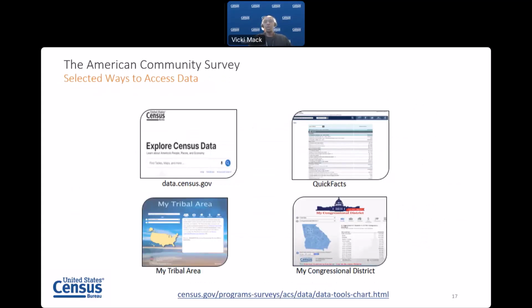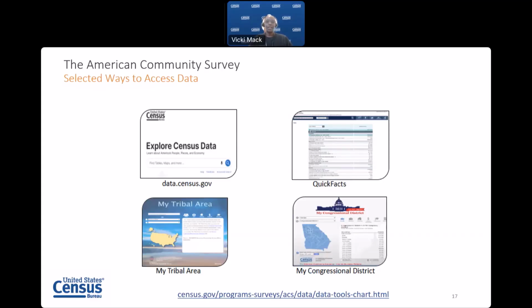Now, the Census Bureau provides a variety of data tools for accessing ACS data. Here is a list of just 4 of those tools. You can learn more about these tools and determine which one fits your needs best by going to the link provided on the screen. Again, the main data dissemination tool for ACS data is data.census.gov, which Tyson will demo in a few minutes.